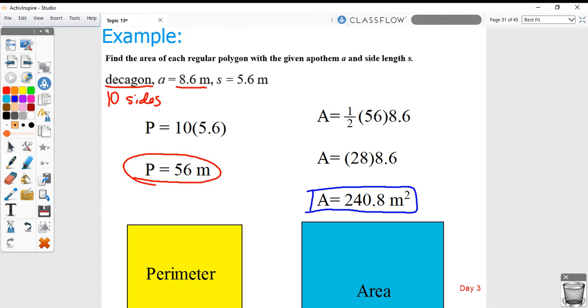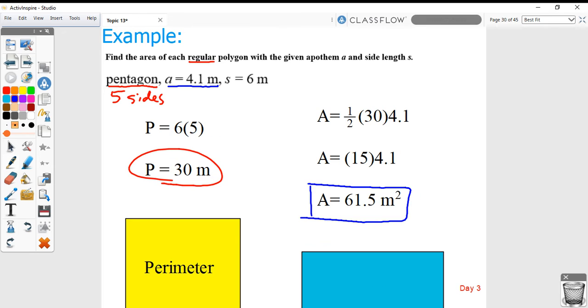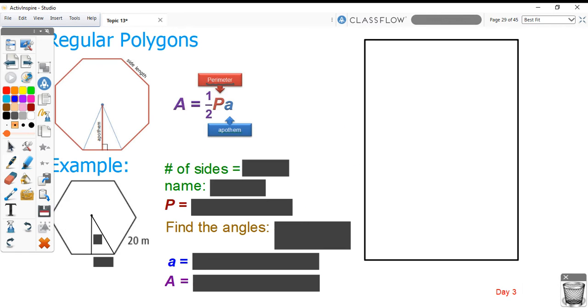Okay, I want to come back around now and look at this last problem. Even though it was on the previous page, it's going to be the last one that we do. And I want to look at it because this is a case where you would have to figure out for yourself what is the length of the apothem.